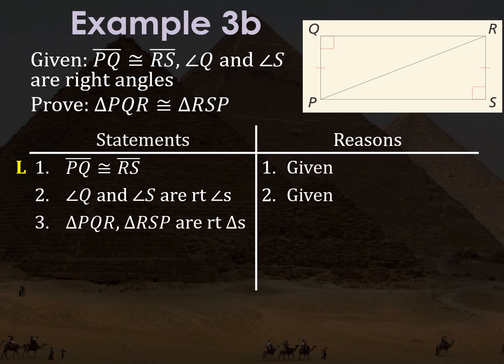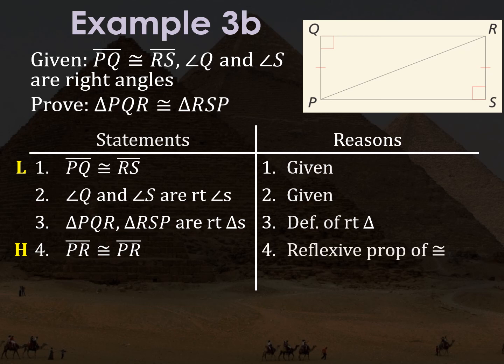Statement 3, because Q and S are right angles, that means triangles PQR and RSP are right triangles by the definition of right triangle. So again, if a triangle has a right angle, it is a right triangle by definition. Statement 4, PR is congruent to PR. That is the reflexive property of congruence. So you have a pair of congruent hypotenuses. You have one pair of congruent legs, and you have right triangles. So finally, statement 5, triangles PQR and RSP are congruent by the HL rule, hypotenuse-leg.